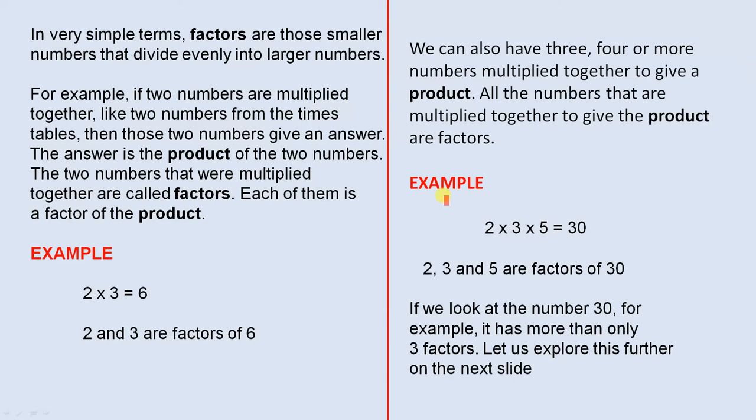Now here's a simple example. From the times tables, if we go 2 times 3, we know that's 6. So 2 and 3 are factors of 6, because 2 and 3 divide into 6 evenly.